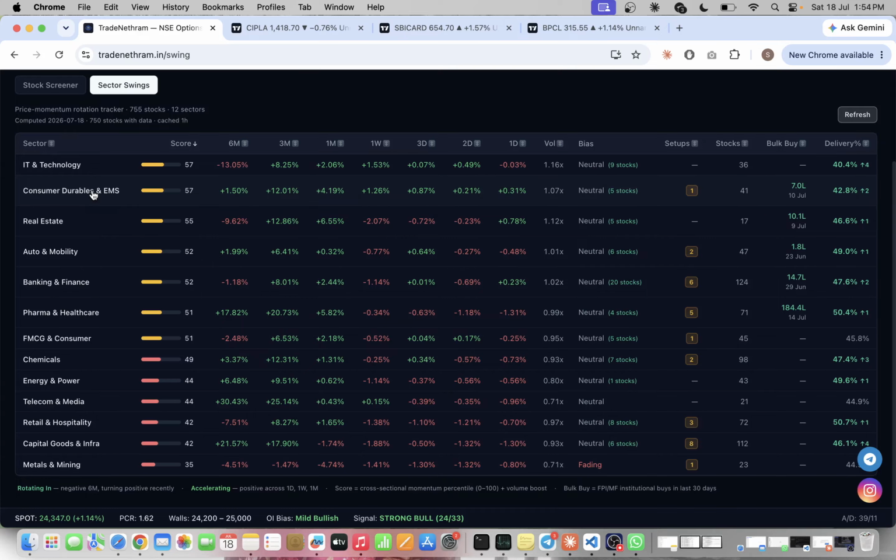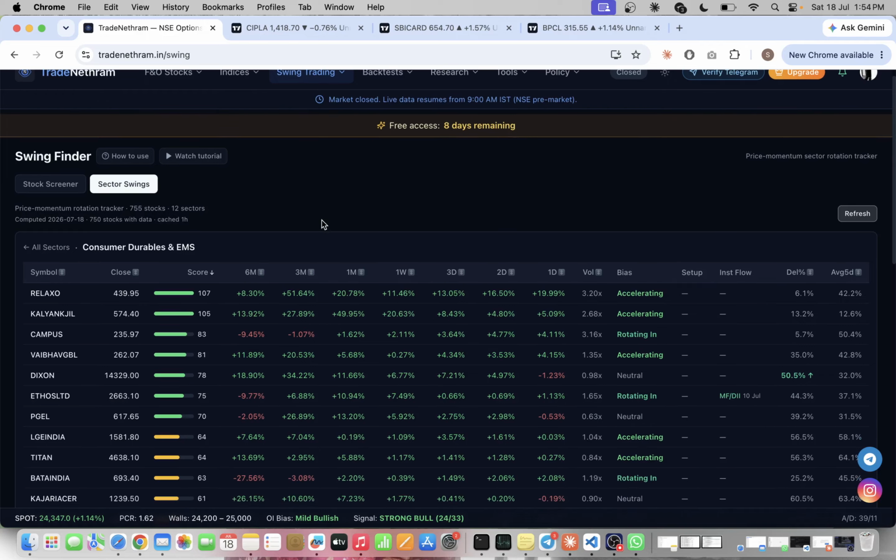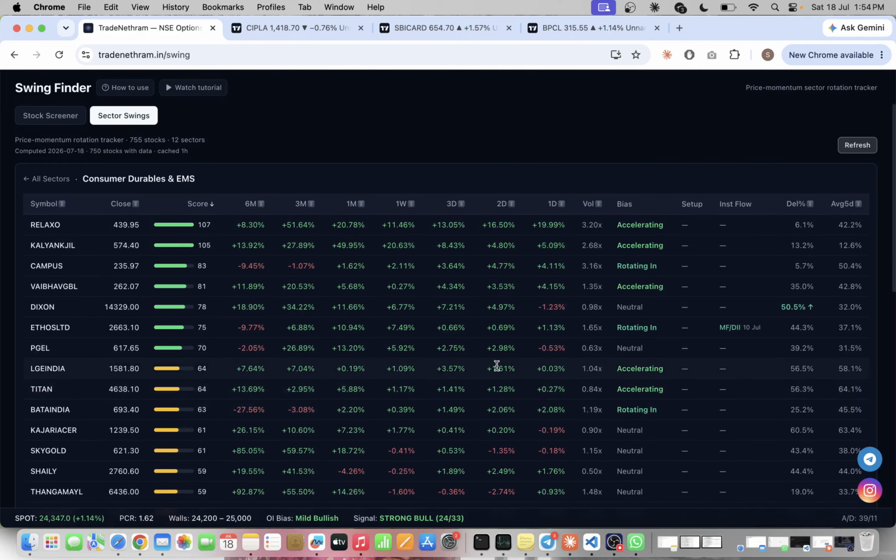So if I open this sector, it will take some time and it will display all the stocks available in that sector. All the information available over there is the same information, but it is dedicated to this specific stock. If you see Relaxo, over the past 6 months it is 8% returns, 3 months 51% return, 1 month 20% return, 1 week 11%, 3 days, 2 days, 1 day. So you can see all the information available here.